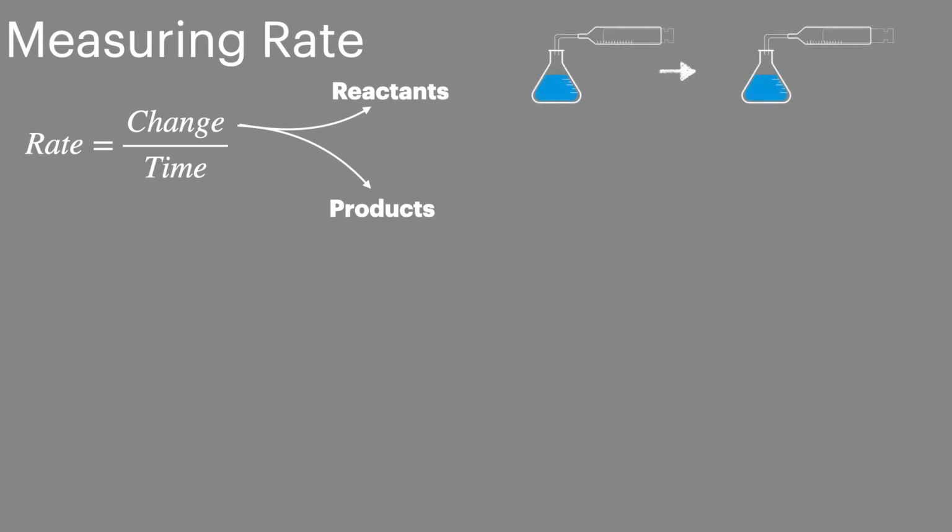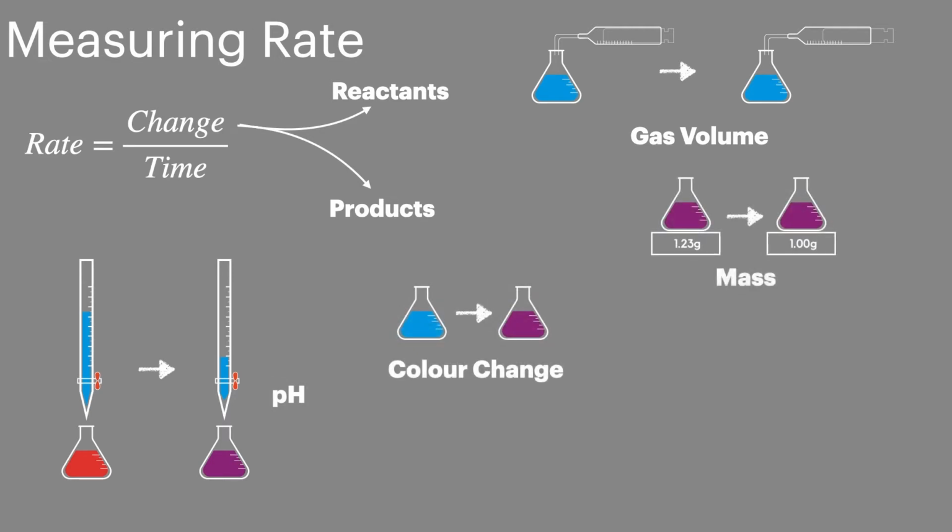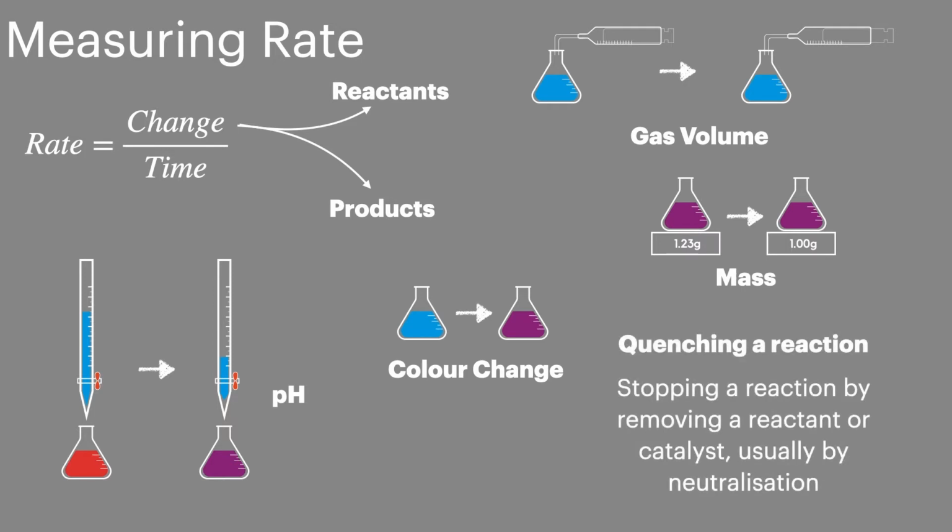Now this could be measuring the amount of gas produced as a product, the pH change of the reaction mixture, a colour change using a colorimeter, or a mass change using a normal lab balance. Now, calculating the pH or the colour change usually requires stopping or pausing the reaction so we can take our measurements. This process is called quenching, and it works by removing one of the reactants or the catalyst enabling the reaction, usually by neutralising it. For example, a sulfuric acid catalyst could be neutralised by a sodium carbonate solution.